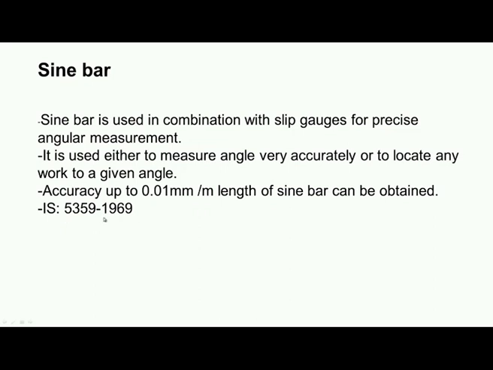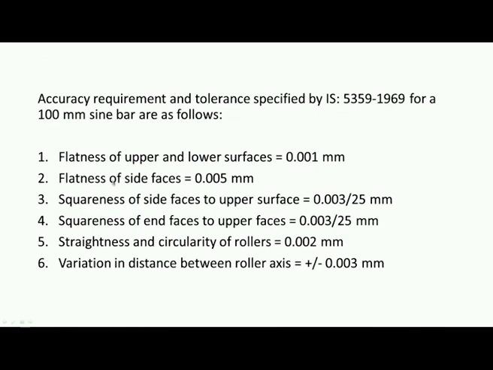5359 of 1969. Now, accuracy requirement and tolerance specified in Indian standard 5359 of 1969 for a 100 millimeter sine bar are as follows. Flatness of upper and lower surfaces should be 0.001 millimeter, and the flatness of side faces should be 0.005 millimeter.